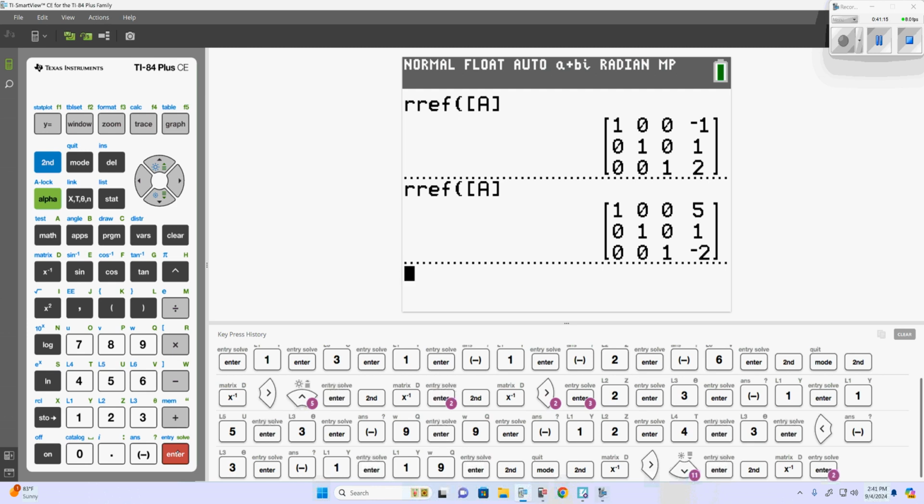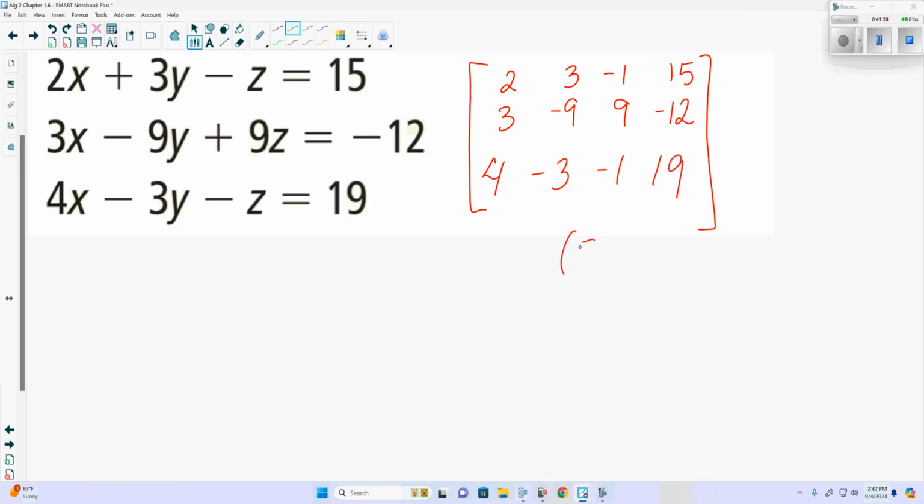RREF, second matrix, A. Once you get the RREF, now we need a matrix. So we need A, so hit enter. So the solution for this is 5, 1, negative 2.